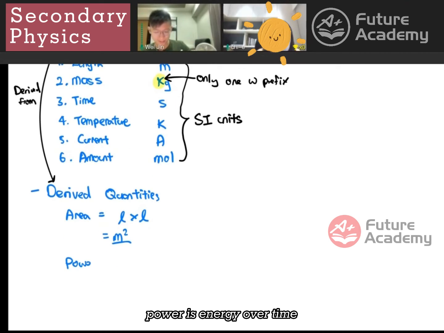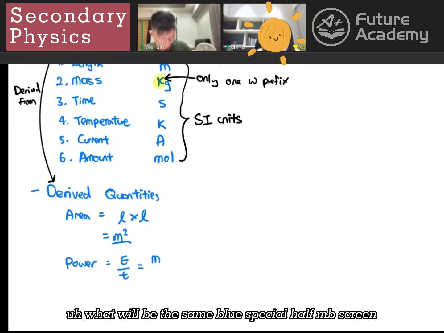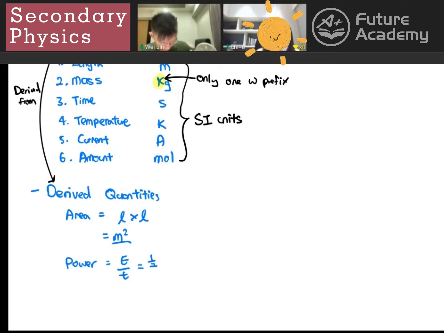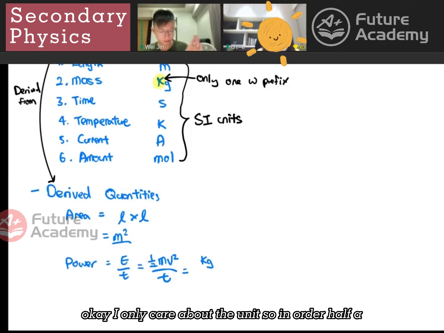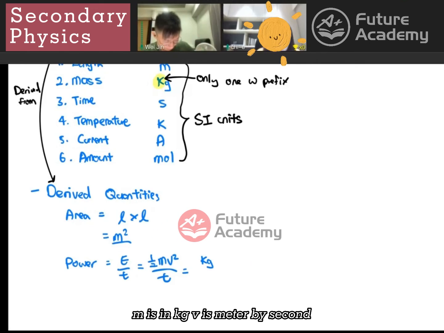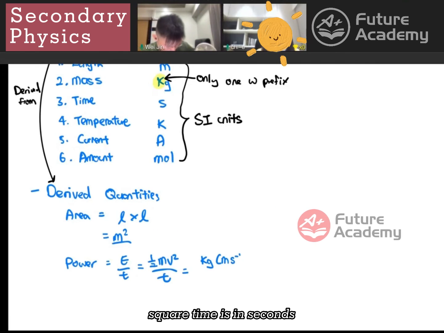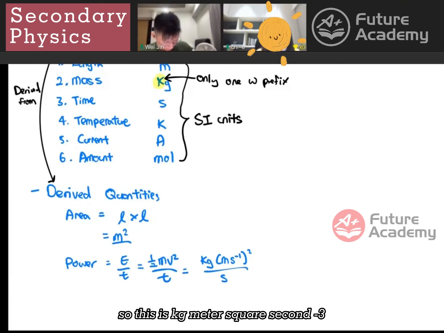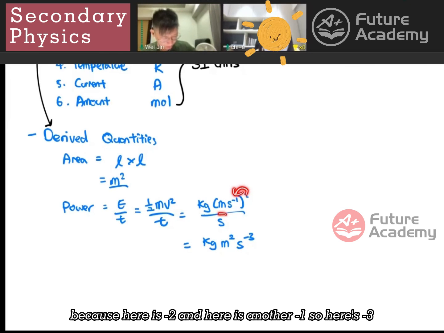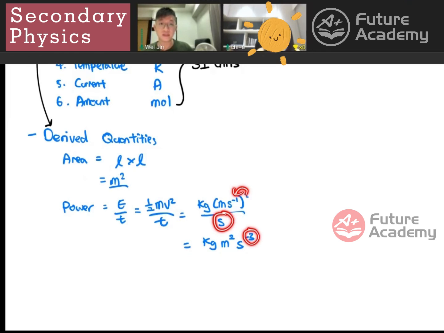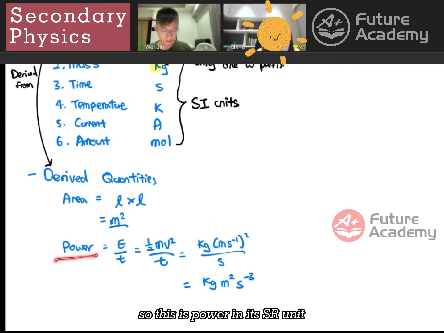Power is energy over time. Okay, and power equals to what would be the simplest version? Half mv squared then over time. Okay, m is mass, right? Mass is in kg. Okay, I only care about the unit, so I'll ignore the half. m is in kg. v is meter per second squared. Time is in seconds. So this is kg meter square second minus 3. Because here is minus 2 and here is another minus 1. So here is minus 3. You see? So this is power in its SI units.